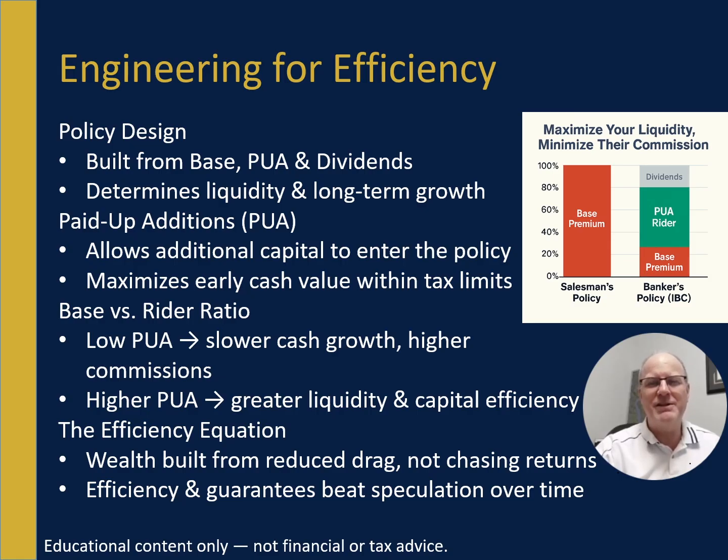Now, here's where the engineering becomes a little philosophical. The ratio between the base premium and the PUA changes everything. A high base, low PUA structure means slow early cash flow growth, higher commissions, less early liquidity. And then contrast that with a higher PUA, lower base structure, which gives you greater early usable capital, improved efficiency, and stronger long-term flexibility.